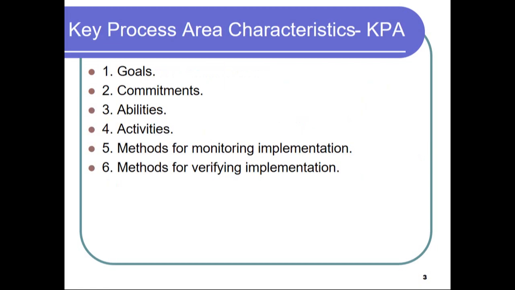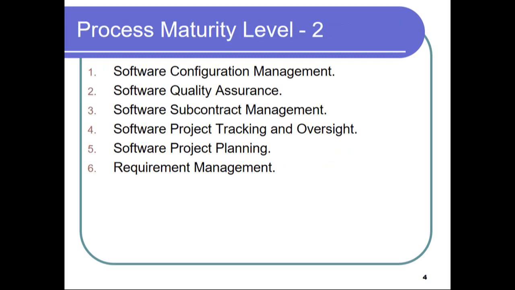The next is the key process area, shortly called KPA. What is the goal of it, what are the commitments, what are the abilities, what are the activities, what methods are used for monitoring the implementation of that software, and what methods for verifying that implementation. These are the key process areas that should be concentrated on in development. Definitely in every big software development concern they go with key process areas to do the work.